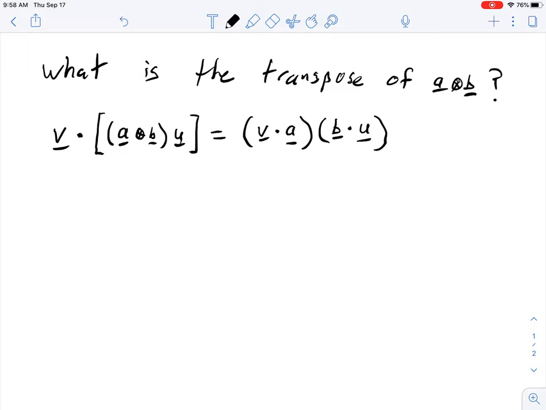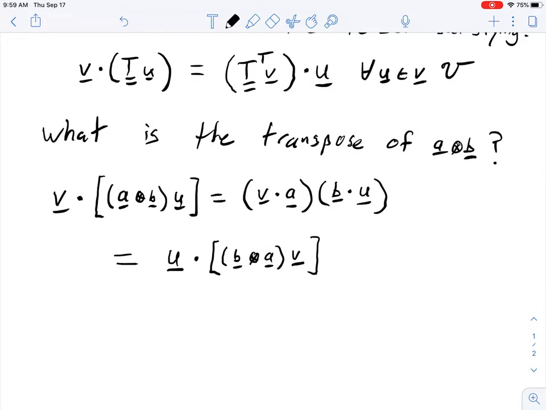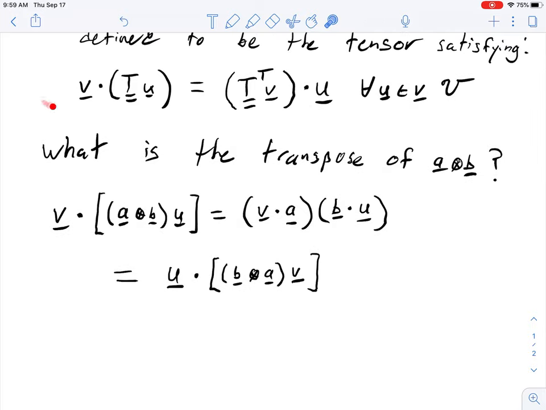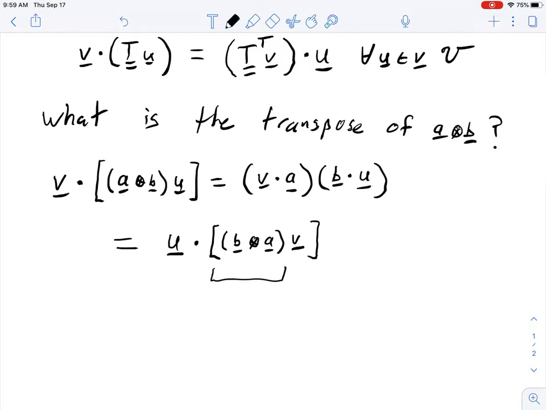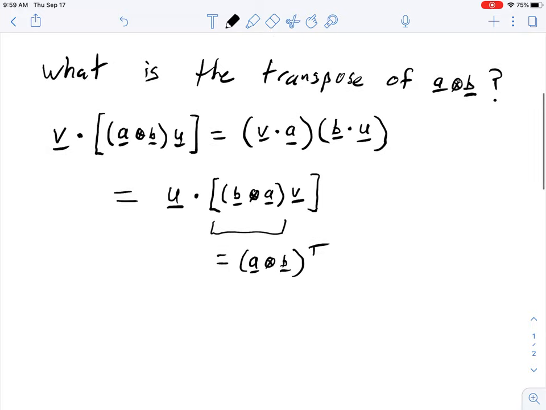All right, well, we could also get this same result from U dot B tensor A acting on V, right, because you would have the A dot V times B dotted with U, so you get the same thing. So this here is a tensor, and it behaves in this way. So this is equal to A tensor B transpose. So in other words, the transpose of the tensor product of two vectors simply reverses the order.